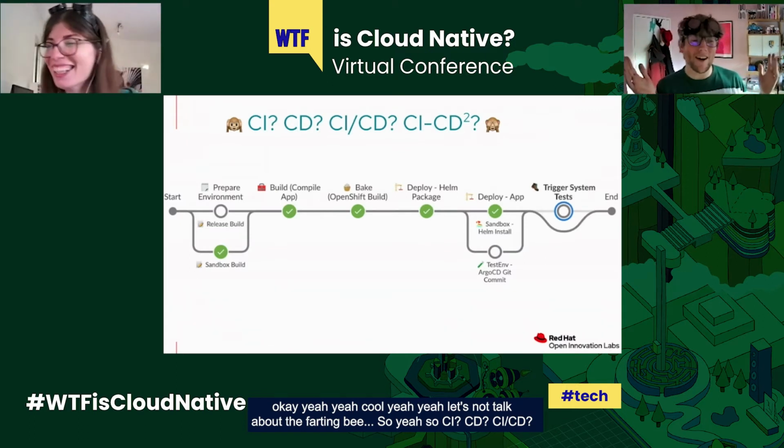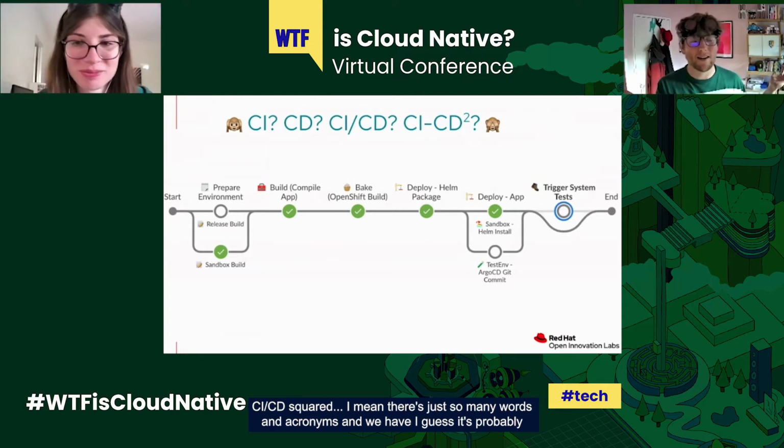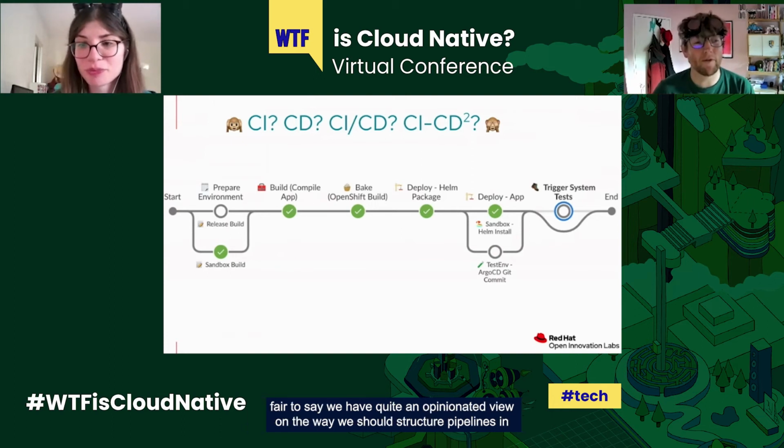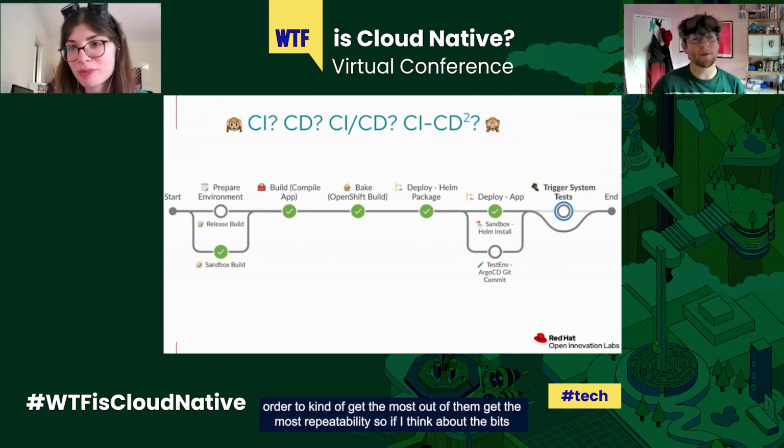So CI, CD, CI/CD, CI/CD squared. I mean, there are just so many words and acronyms. I guess it's probably fair to say we have quite an opinionated view on the way we should structure pipelines in order to get the most out of them, get the most repeatability.